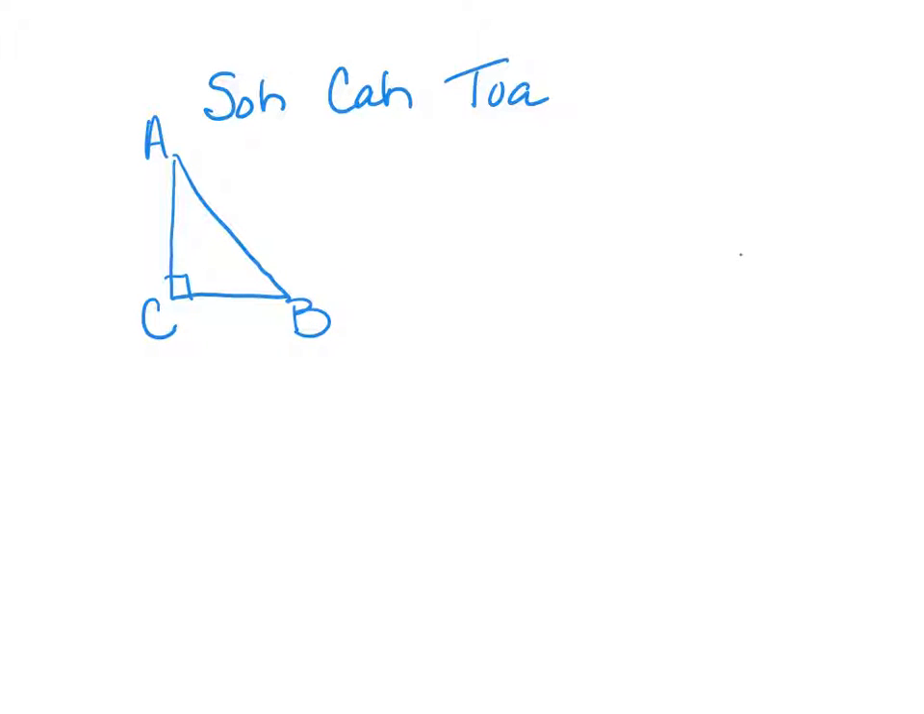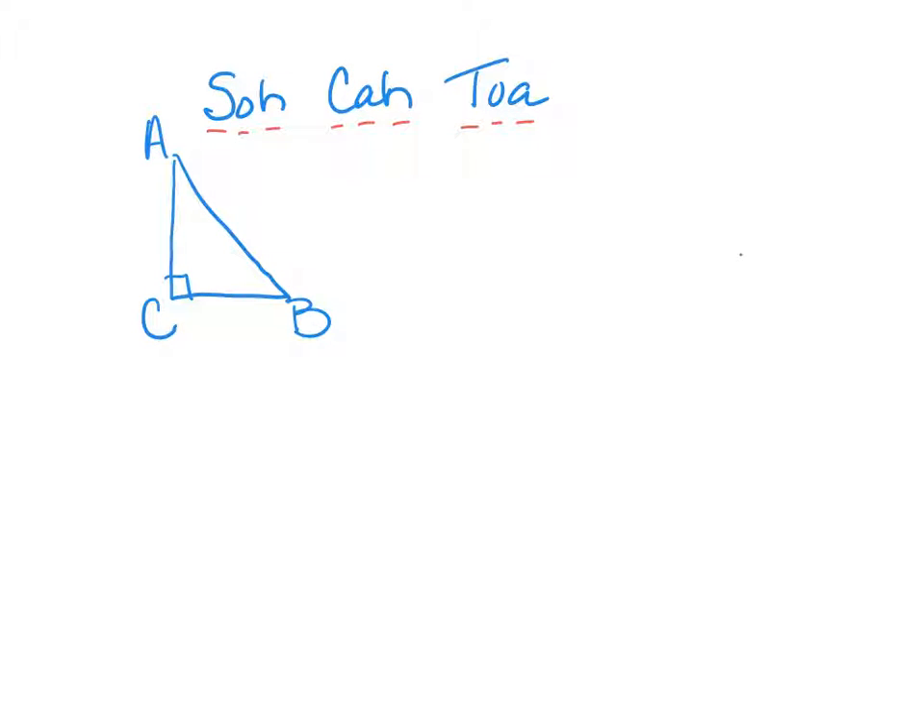So sometimes they're going to ask you to find something about A. If you find something about A, you have one situation. If they're asking you something about B, you have another situation. That's the hardest thing for kids. The way to remember how to spell Soh Cah Toa is: Some old hippie caught another hippie tripping on acid.